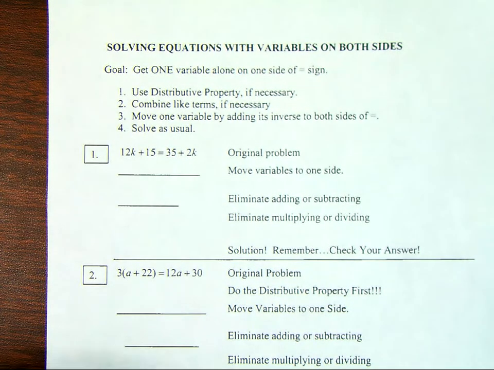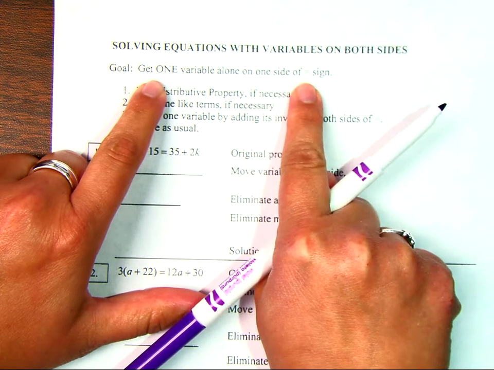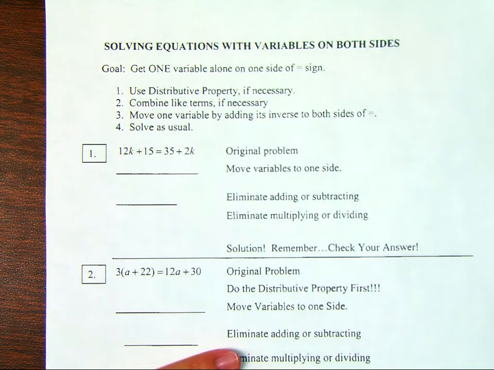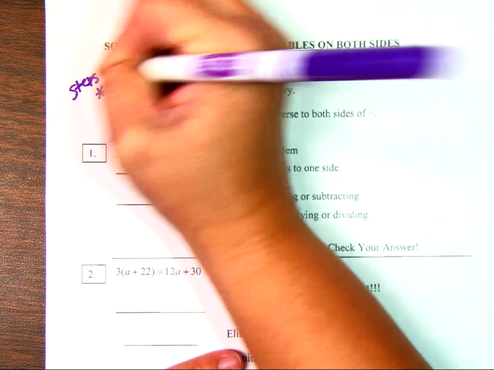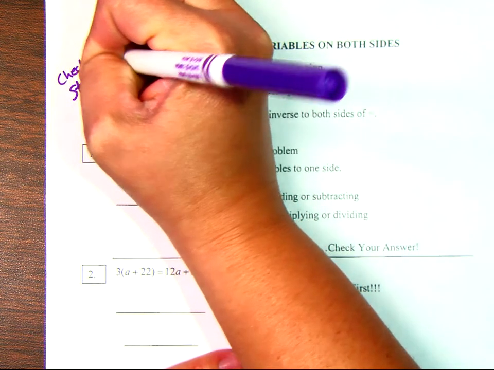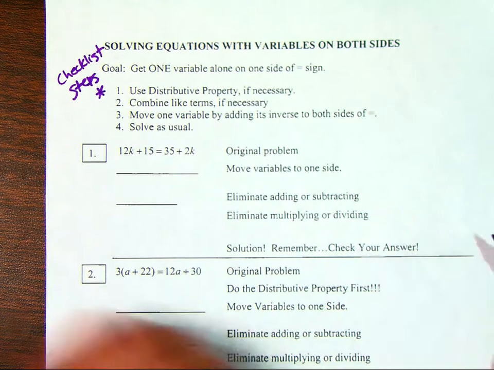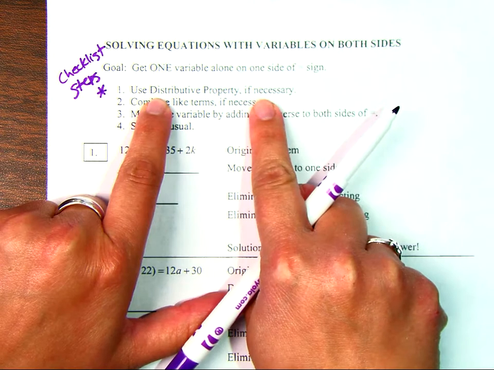So the first one we want to think about is our ultimate goal is to get one variable alone on the side of the equal sign. So this is your order of importance right here. These are the steps that you want to take. Use these steps as a checklist too. The first thing you want to do is use distributive property like we've been practicing if it's there.